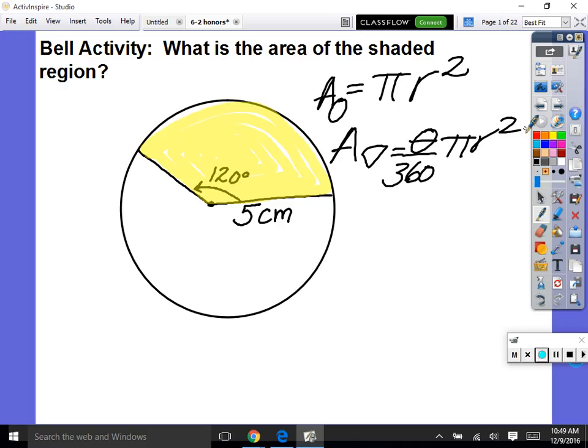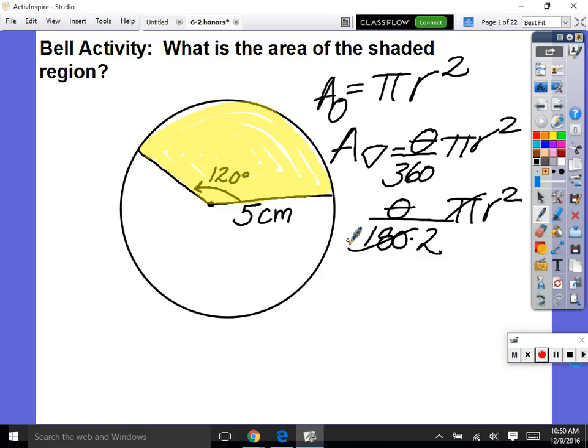Now, keep in mind, if this is already written in radians, you do need to use the other formula, which is theta over 360 times pi r squared. Let's say that this angle was in radians already, then you've got to cancel those out and plug it into that formula. Does that make sense? Because the formula is the conversion for us. Does everybody get what I'm saying?